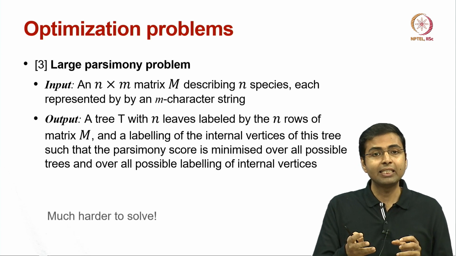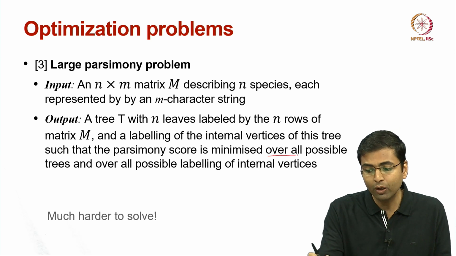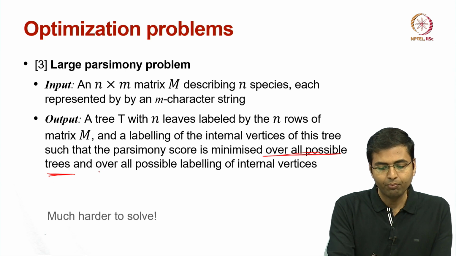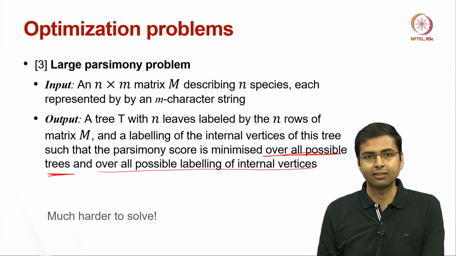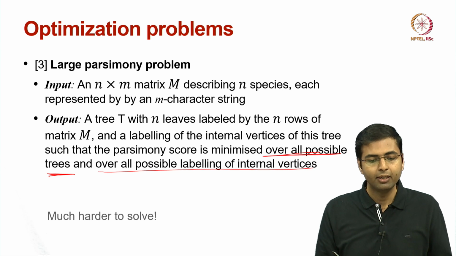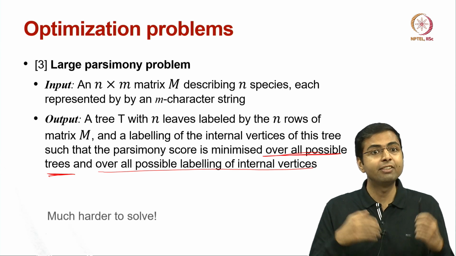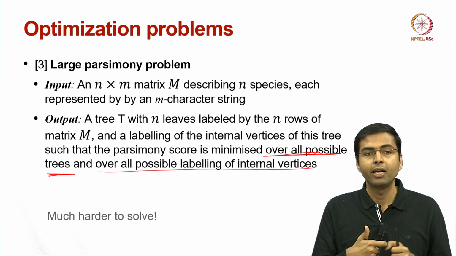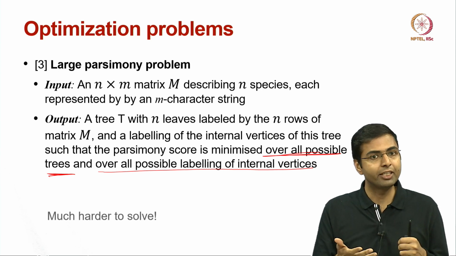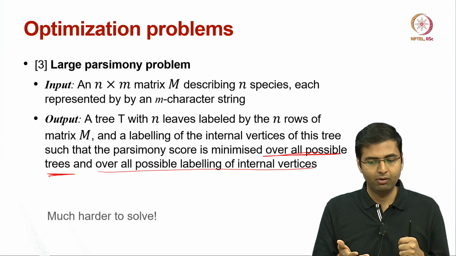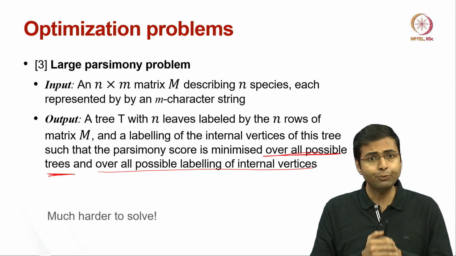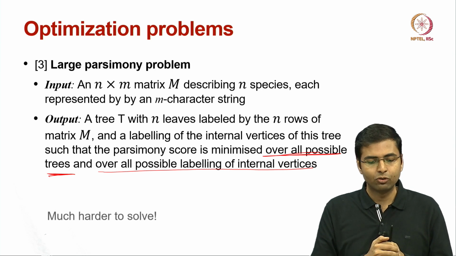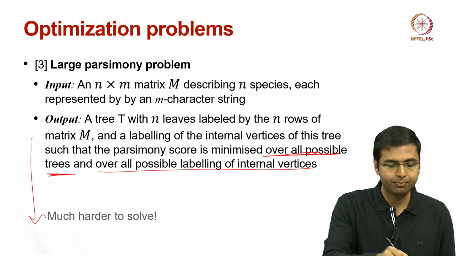Now, as you can immediately see, this is much harder to solve because now we are minimizing over all possible tree shapes and we are minimizing over all possible labeling of internal vertices. So, in the small parsimony problem, we were already given the tree, we were only looking for labeling of the internal vertices. In large parsimony problem, we are not given the tree, we have to look for the tree topology as well as the possible labeling of all the internal vertices. So, this is a much harder problem.